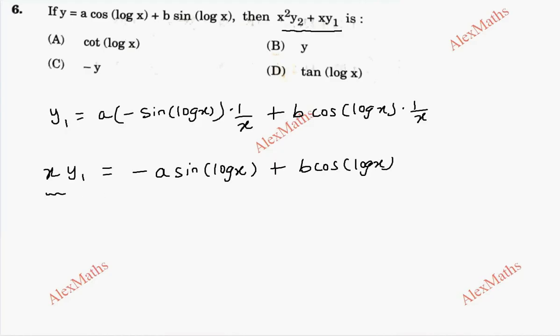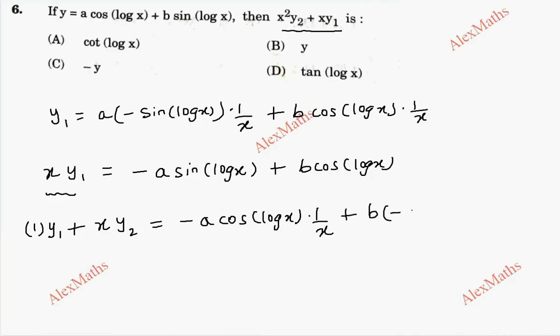Now we have to use the product rule. X differentiation is 1 and we keep y dash as it is, plus x we keep as it is, y dash differentiation is y2, and here it is minus a cos of log x into 1 by x plus b into minus sin of log x into 1 by x.